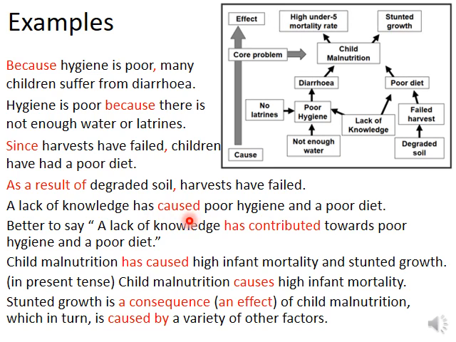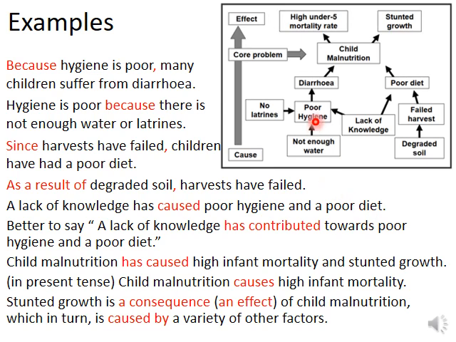More examples, a lack of knowledge has caused. On this occasion, we're using the direct simple word in English, caused, which of course is where because comes from. A lack of knowledge has caused poor hygiene and a poor diet. We can say that, but it is better to say a lack of knowledge has contributed towards poor hygiene and a poor diet.